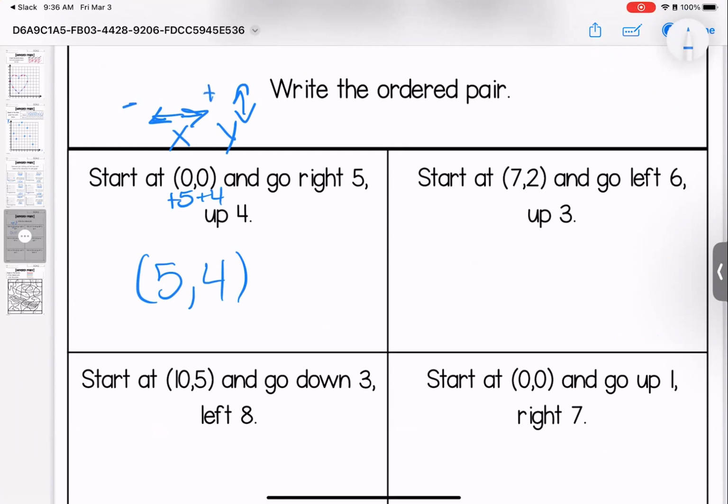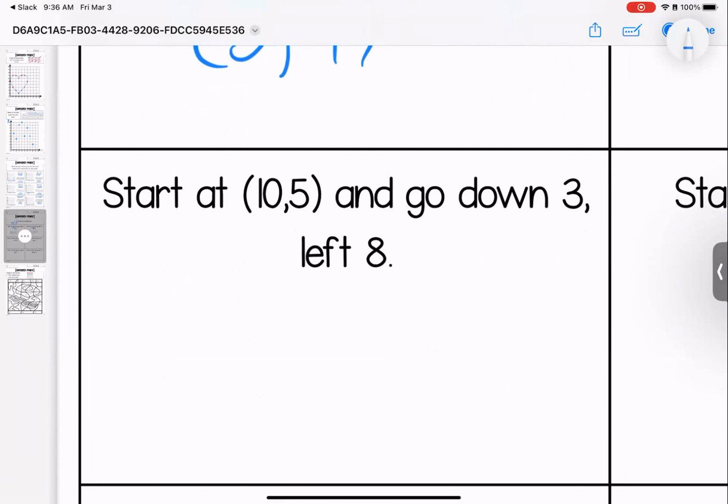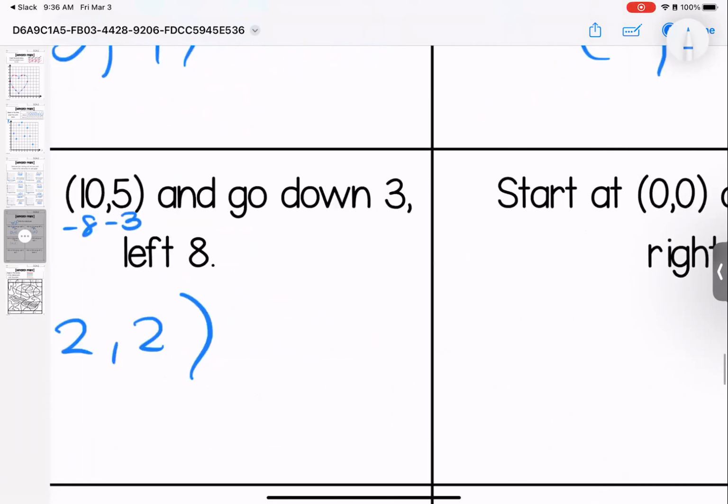If I'm going to the left, I'm subtracting. If I'm going up, I'm adding. If I go down, I'm subtracting. So starting at 7, 2, go left 6, so minus 6, and go up 3, plus 3. 7 minus 6 is 1, 2 plus 3 is 5. Again, you can look these up on your chart if it helps you. Starting at 10, 5, we're going to go down 3 and left 8. We would be at 2, 2.